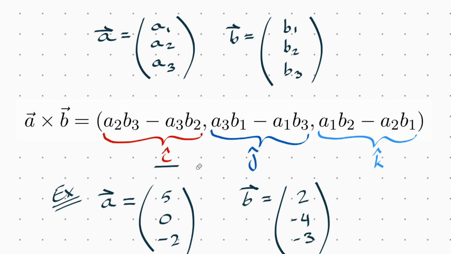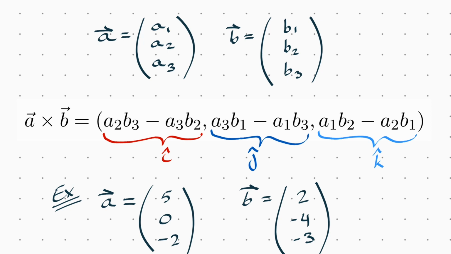A vector has a magnitude and a direction. This is the direction. This much in the I hat direction, this much in J hat, this much in K hat. And so if we want to do an example here, we have these two vectors. A is 5, 0, negative 2. B is 2, negative 4, negative 3.